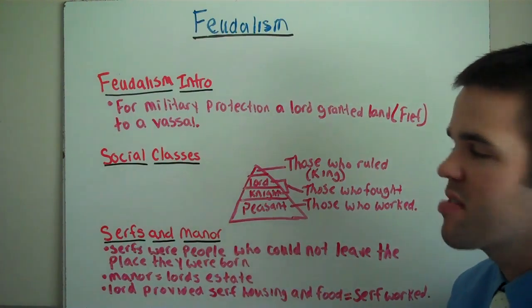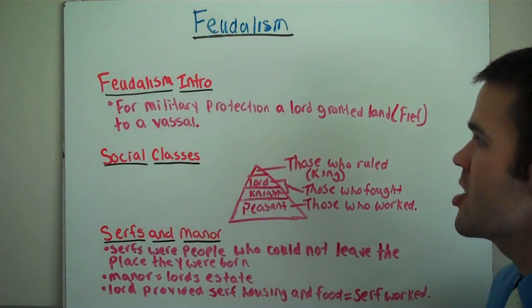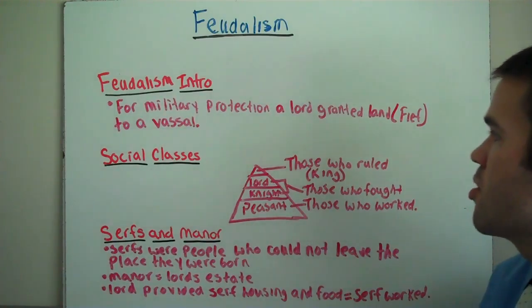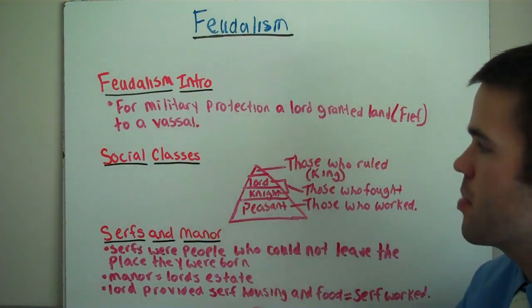The definition for feudalism is: for military protection, a lord granted land, which was called a fief, to a vassal.